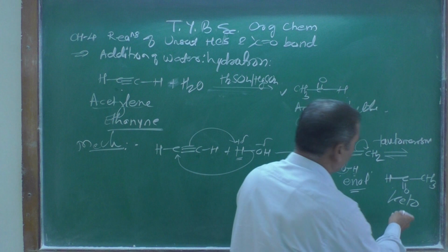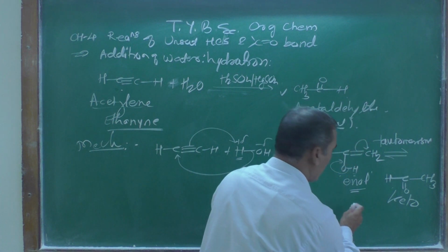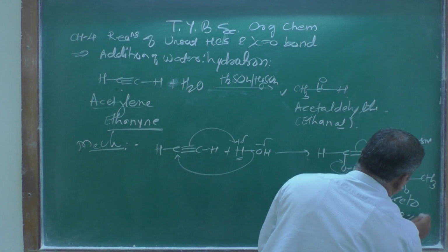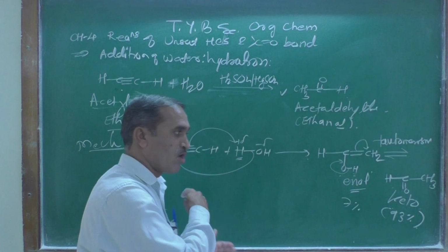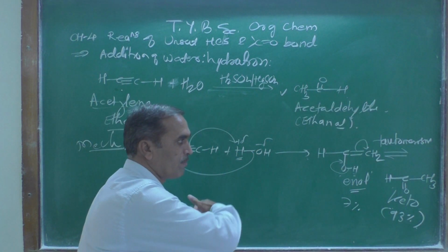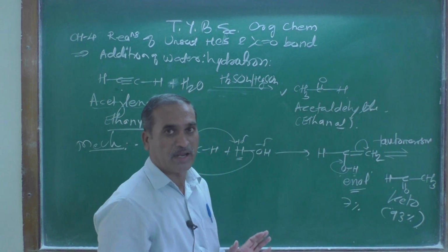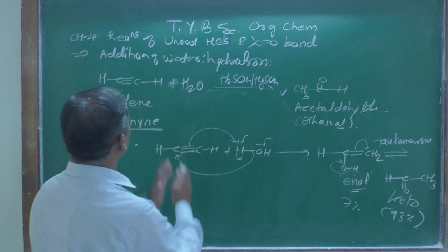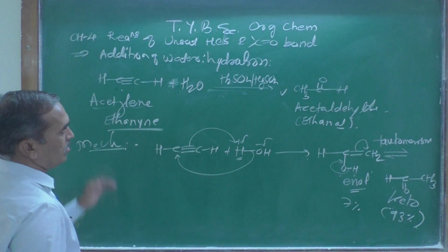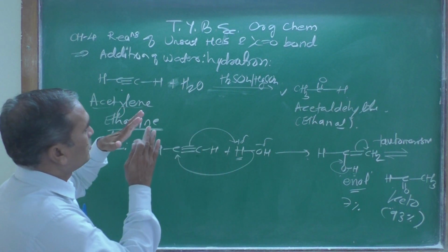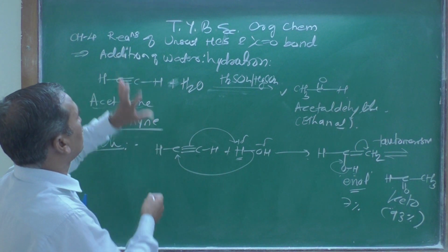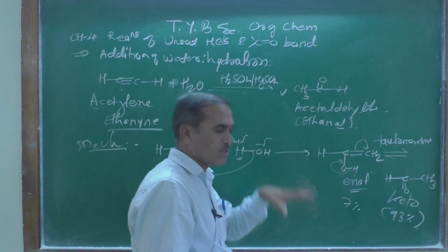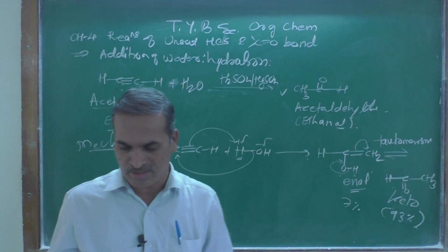The enol may be present at only 7%, while the keto form may be 93%. The keto form is the major one because the equilibrium shifts toward the right-hand side. So this is the mechanism, along with some explanation regarding the addition of water, where H2SO4 and HgSO4 act just as a catalyst.